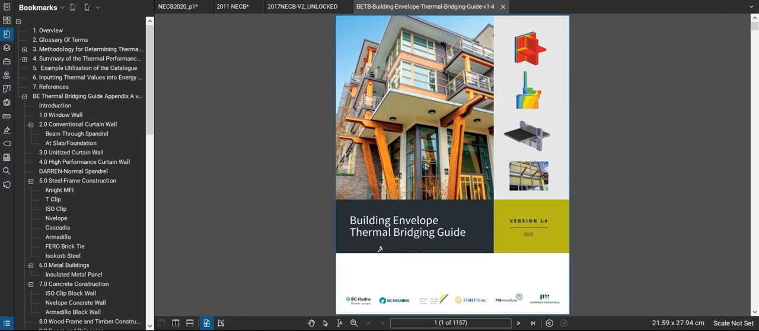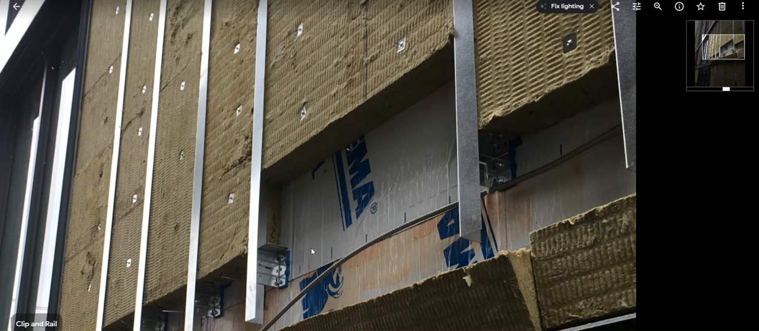So the Building Envelope Thermal Bridging Guide, and they update it very often. They keep testing different assemblies, basically just common assemblies that are used. So, as an example, I think I've added maybe my own bookmarks in here. But if we go to the ISO clip, which is the one we saw in the picture I was showing, this one right here is the ISO clip.